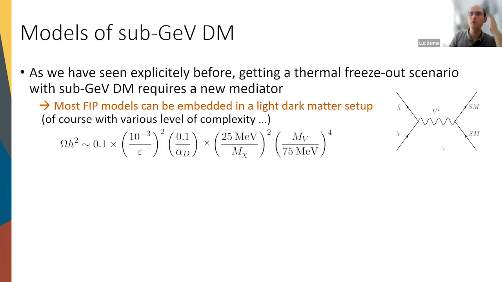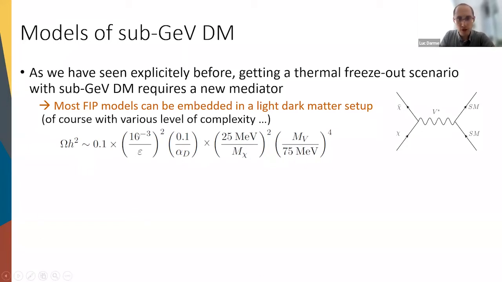So as we've seen before, if you want to get thermal freeze-out with sub-GeV dark matter, you need a new mediator. This is very important because, from my experience, most feebly interacting particle models can be embedded one way or the other into a light dark matter setup, with various levels of complexity. The dark photon model that we showed before is extremely easy and is everyone's favorite. But basically, any feebly interacting particle model you can play out in a certain part of the parameter space can be transformed into a light dark matter setup, because the feebly interacting particle paradigm is exactly what you need for the mediator in the annihilation.